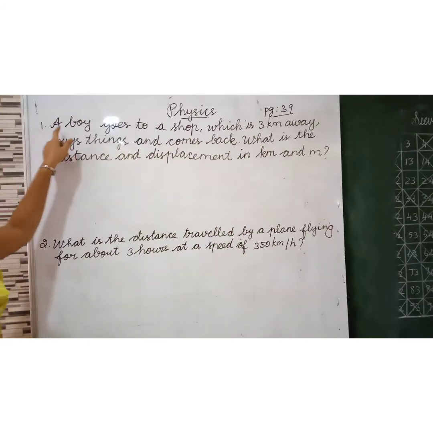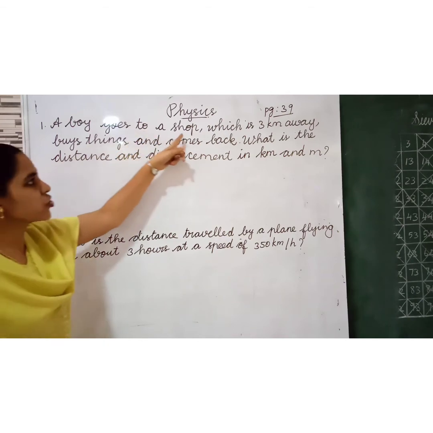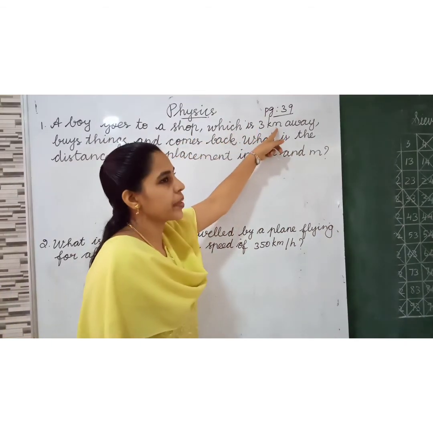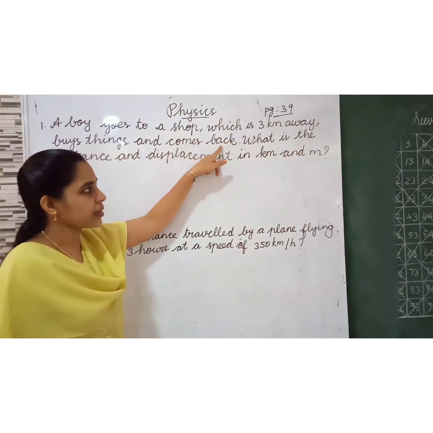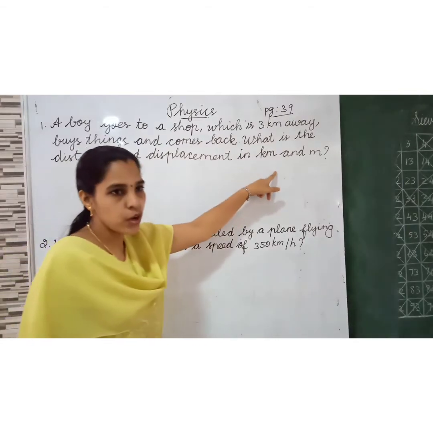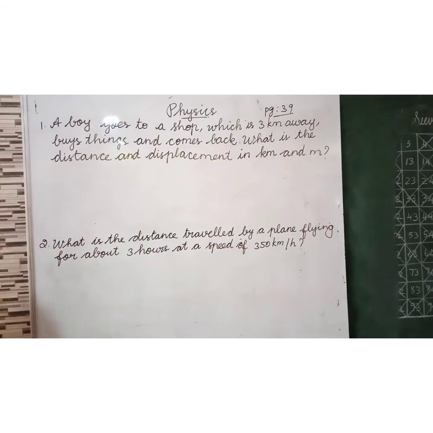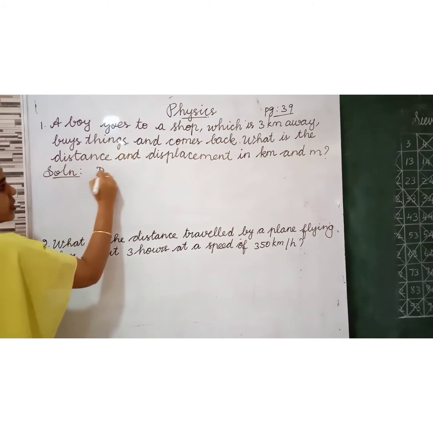First question from page number 39. A boy goes to a shop which is 3 kilometers away, buys things and comes back. What is the distance and displacement in kilometers and meters? Listen here. First we have to find the distance.